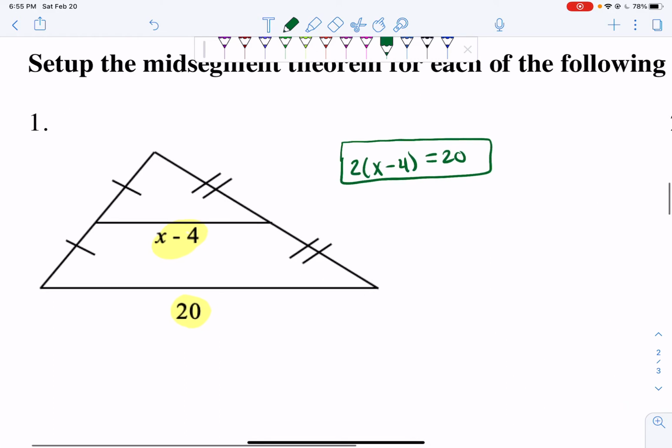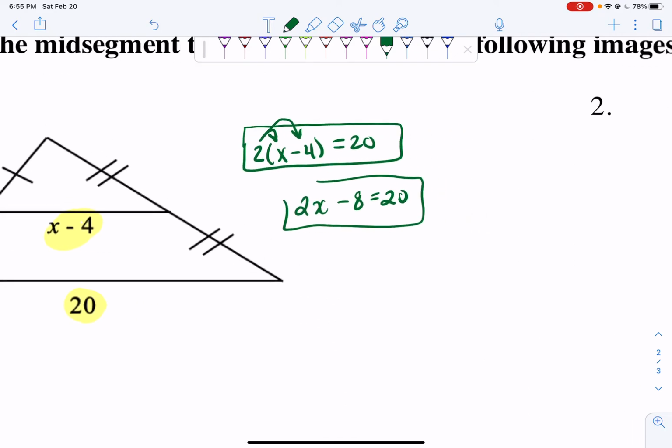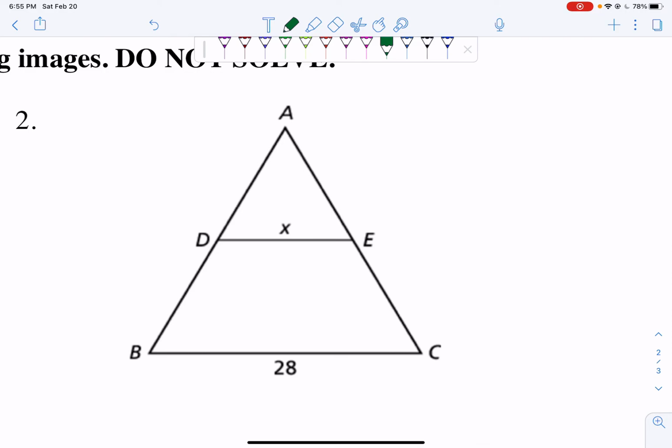If you want, you can distribute and simplify. I can distribute and get 2 times x is 2x. 2 times minus 4 is a minus 8, and that's equal to 20. That is also acceptable. If you want to distribute, go ahead and distribute. Just make sure it's correct. In this example, I have my midline as x and my base is 28. So I take that x, multiply it by 2, and set it equal to 28. So I get 2x equals 28 as my final answer.